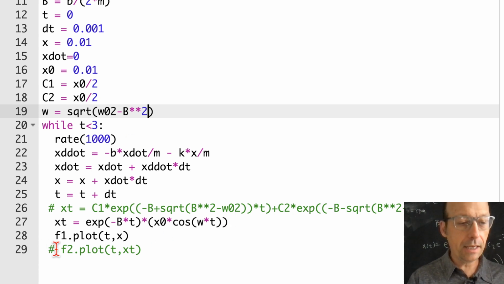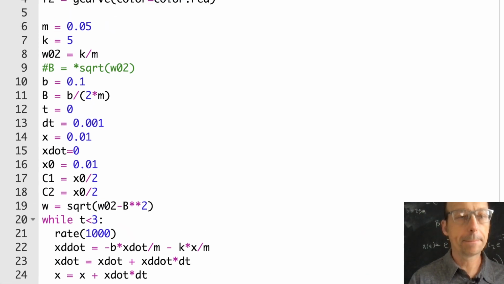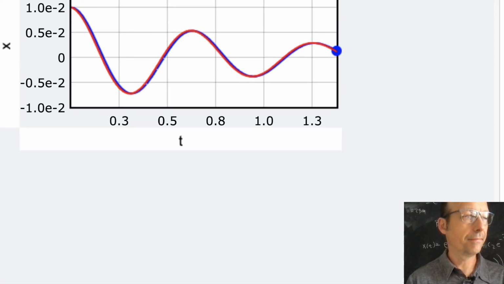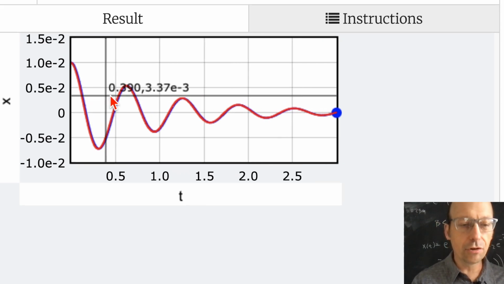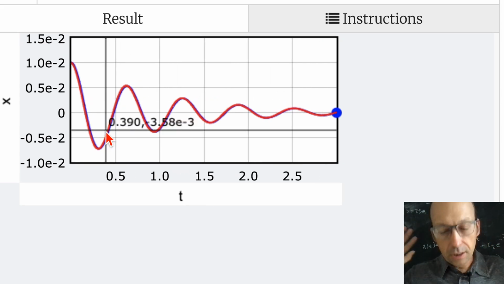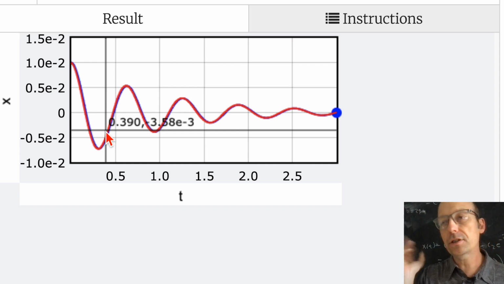And then let's plot that. If this works, I'll be very happy. But sometimes things happen. There we go. Check that out. Those two graphs are right on top of each other. They agree with each other. So there you go. That is damped harmonic oscillation.